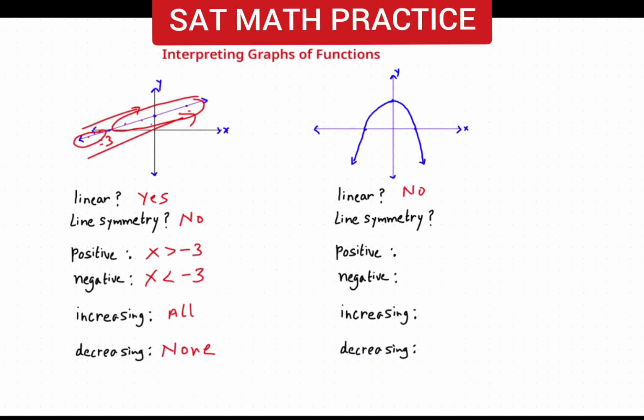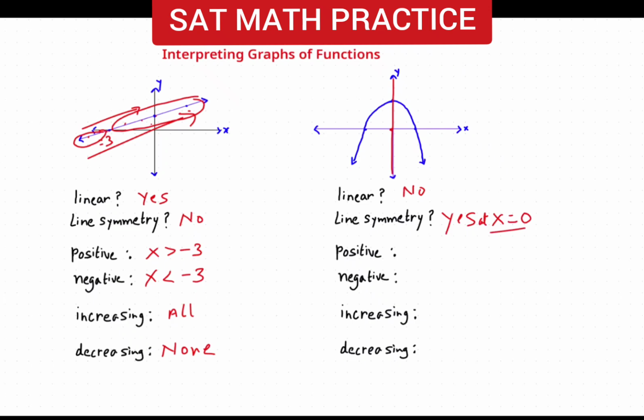Line of symmetry. So if you cut this parabola into half, they will overlap. Yes, you can say there is a line of symmetry. And actually the line of symmetry is here. This is the y-axis, the line of symmetry. So here this point is x equal to 0. So the line of symmetry is x equal to 0. That is the equation of the line of symmetry.